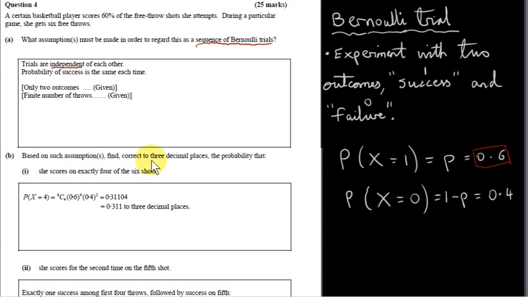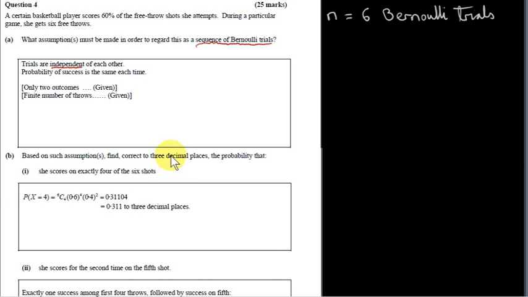Based on such assumptions, find correct to 3 decimal places the probability that 1. She scores on exactly 4 of the 6 shots. What we are dealing with here is 6 free throw shot attempts. So that's denoted by the letter n. So we have n equals 6 Bernoulli trials. The probability of success, that is the probability she scores on any particular shot out of the 6 shots, is 0.6. The probability that she misses, 1 minus p, sometimes denoted by the letter q, is 1 minus 0.6, which is 0.4.